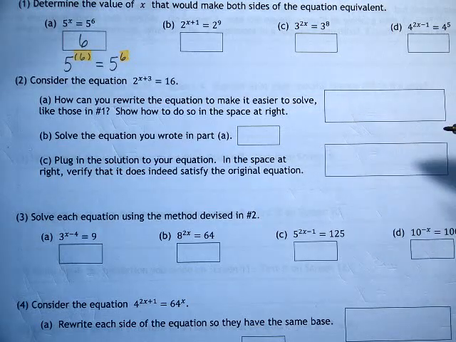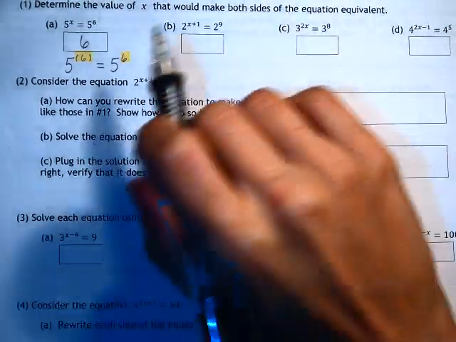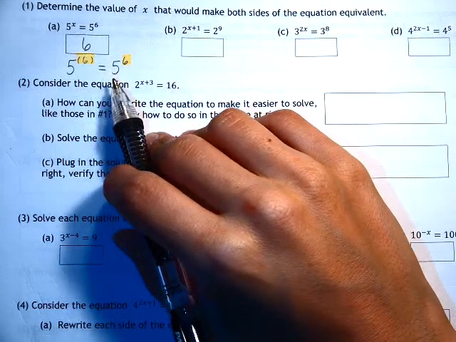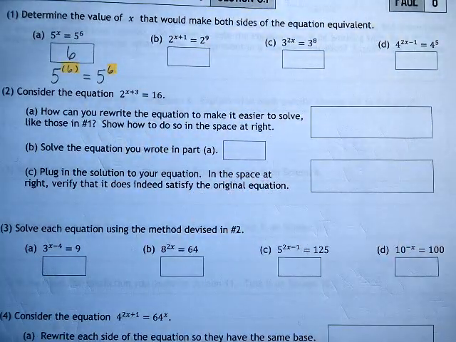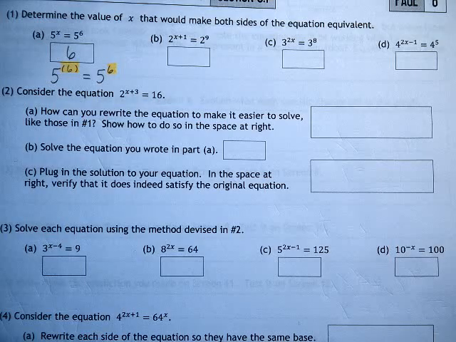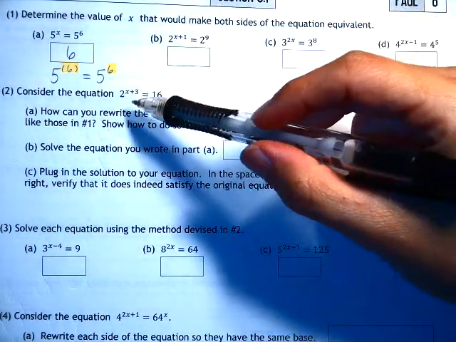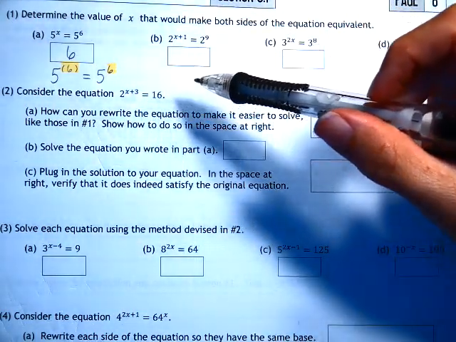So if you found question number one really easy because you were just making one side look like the other without actually doing a whole lot of calculations, I think you'll find that question number two is equally satisfying because it's really another question just like number one in disguise. In question number two, it says 2 to the power of x plus 3 equals 16.